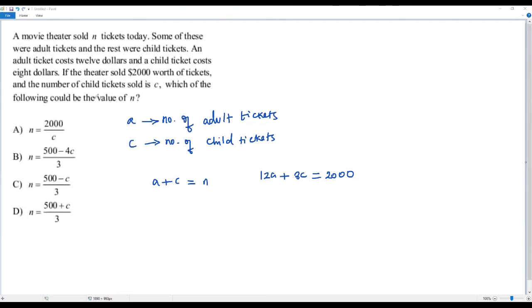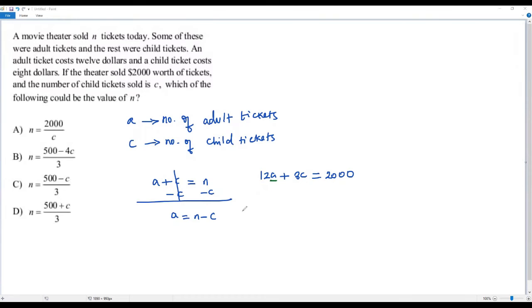Here our aim is to solve for N, but in this equation I don't find N. In this other equation I find A, C, and N, but when I go over the answer choices I don't find A anywhere. Now what we can do is solve for A in this equation. For that we subtract C from both sides. The positive C and negative C cancel out, and I get A = N - C. Now we can plug in this N - C for A over here. Then I'll be able to get rid of A, and I'll have N in this equation. Then I can solve for N in terms of C.